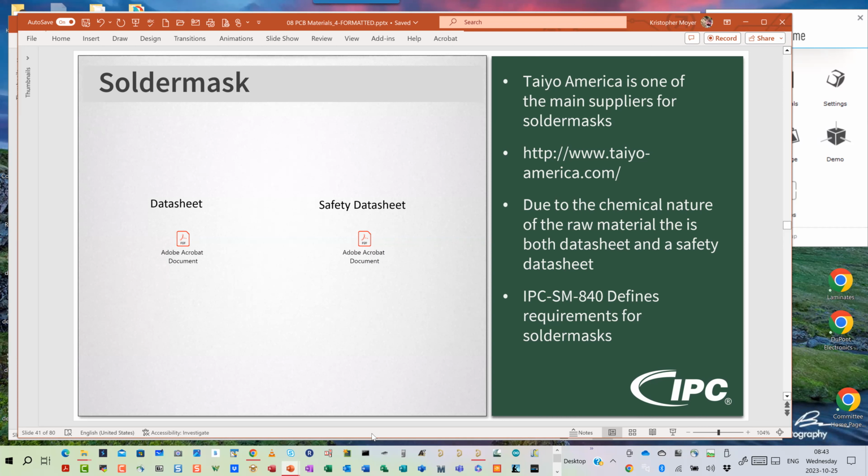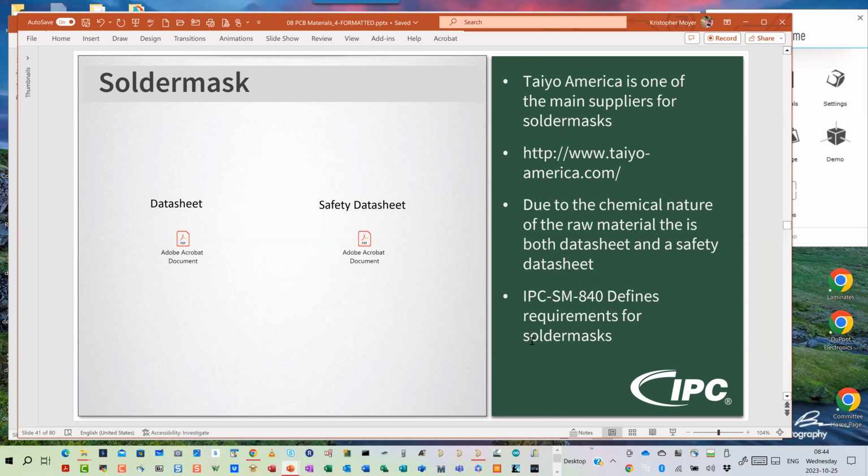What was the T sub G? What was the decay? What was the peel strength? And so on. It effectively looked like a data sheet like we would have for a resistor. The same thing is true here. This SM840 standard here is a material standard. It describes the electrical, chemical, mechanical, etc.